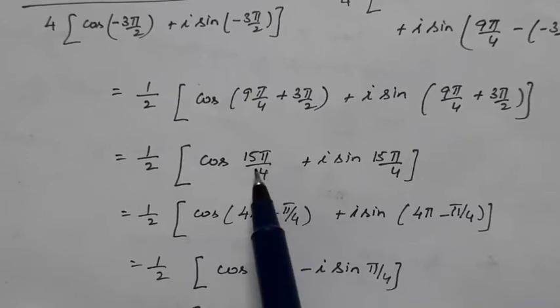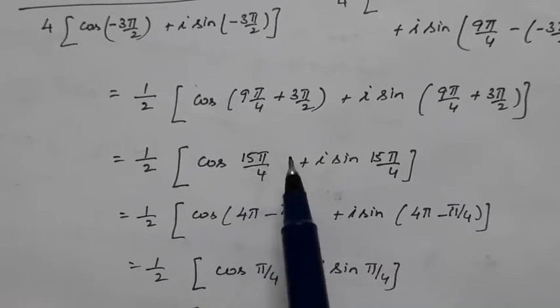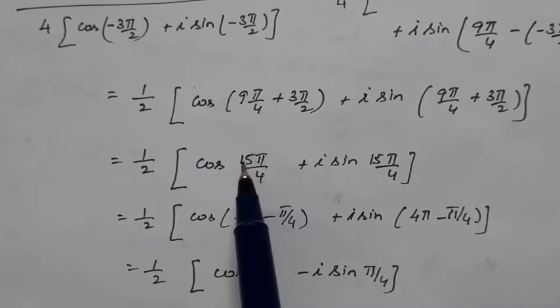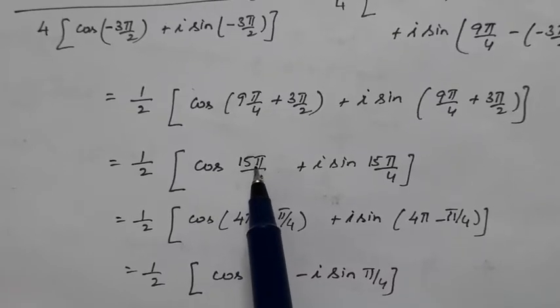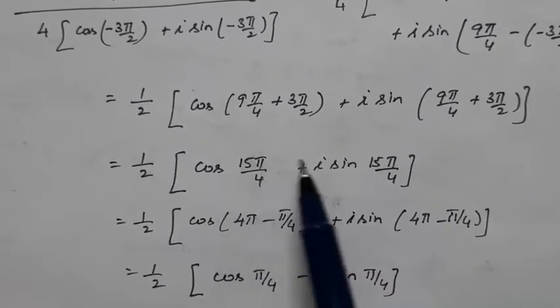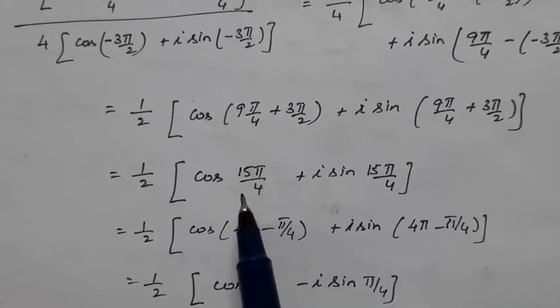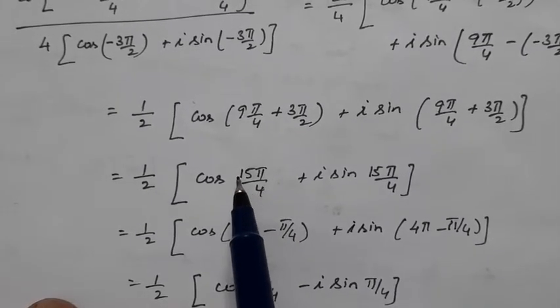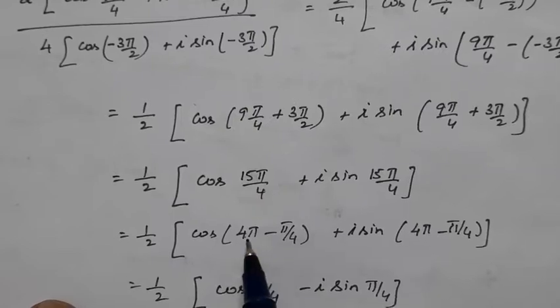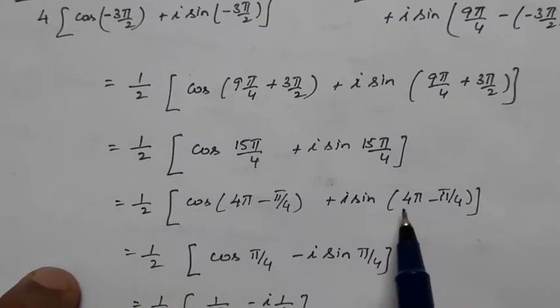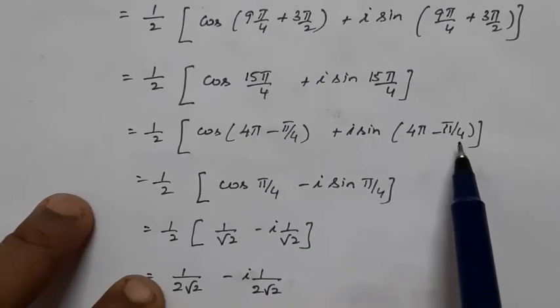And then how will you write it to get its value? You have to split this. How will you split this? 15 is less than its fourth multiple. That is 4 4s are 16. 16 minus 1 is 15. So 4 pi minus pi by 4. So here also we can split this as 4 pi minus pi by 4.